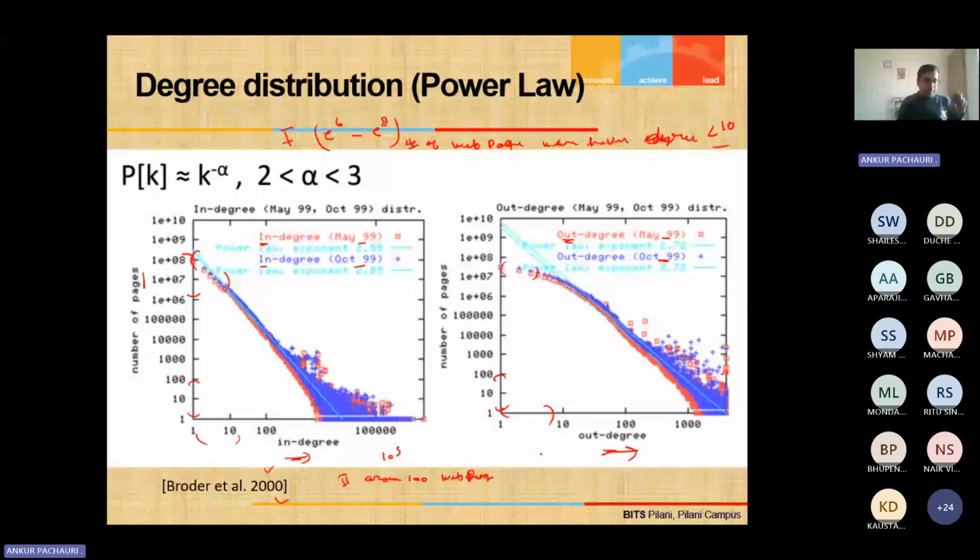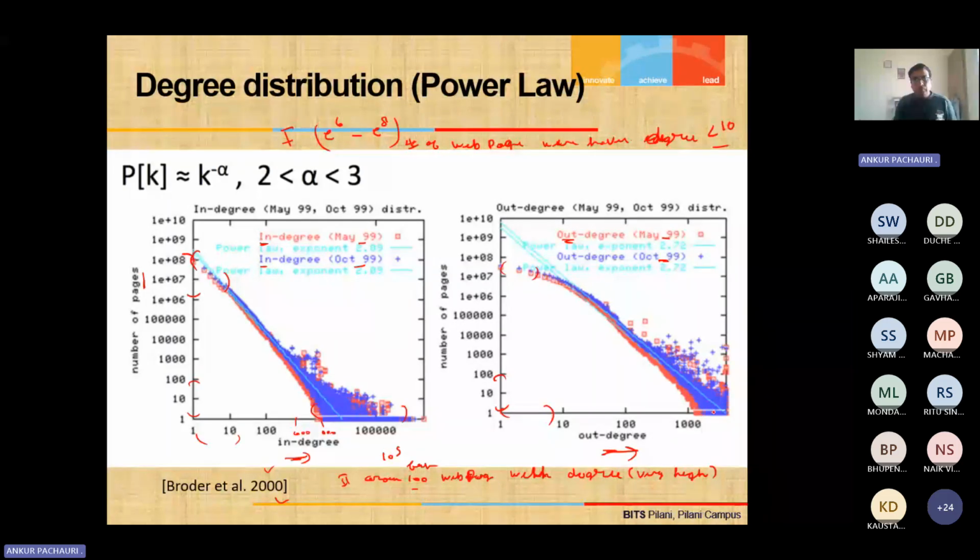So 100 means few. There were few web pages with degree, either in degree or out degree, of the range, for example, 10, 100, suppose 1,000, then 10,000, so around 80,000 or 1 lakh. So in other sense, in general, I can say there were very few web pages with a very high degree, either in degree or out degree.